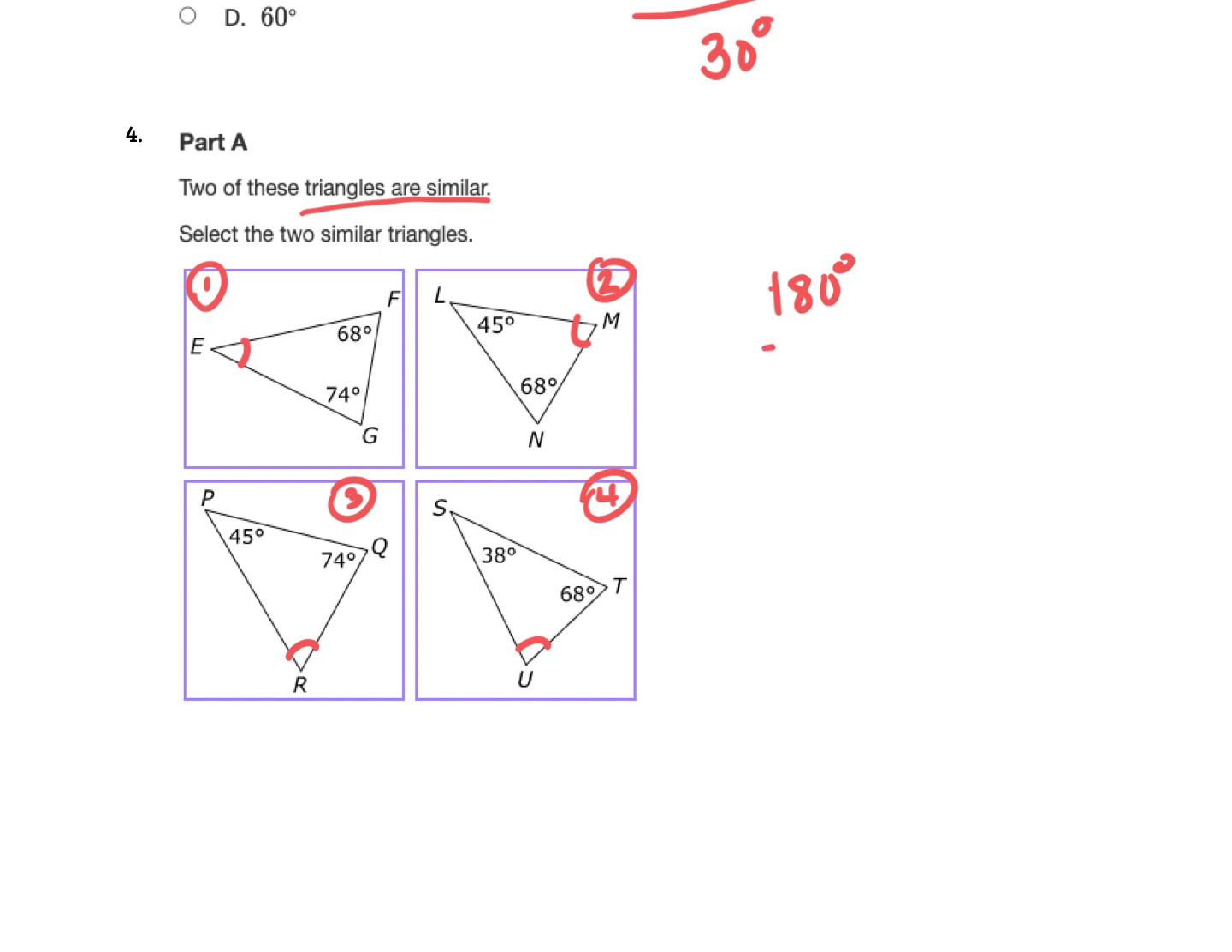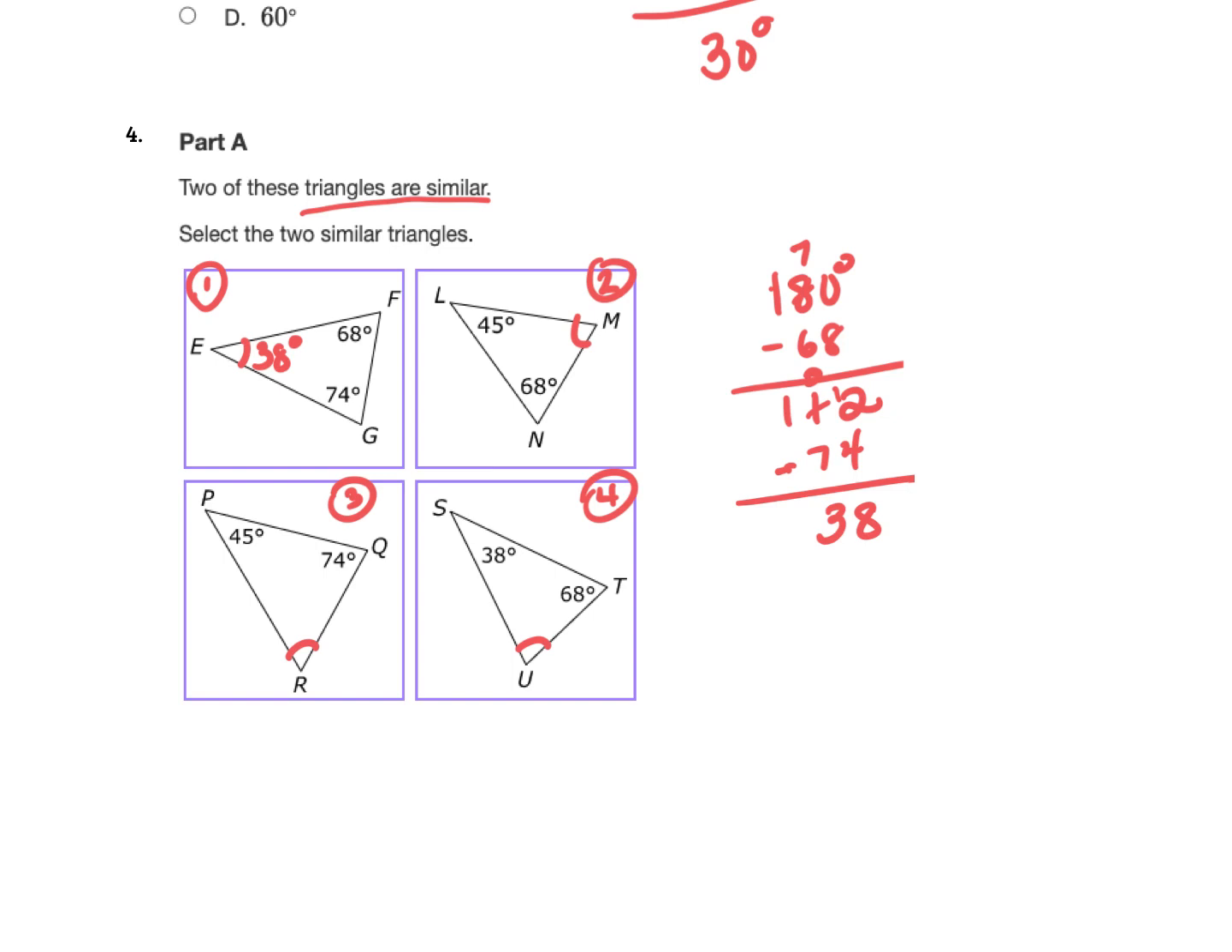68, so I subtract 68 from 180. I get 2, 7 from 6 is 1, minus 1. Okay, so this is 112. Oh no, it's not, sorry, because I also have to subtract 74. Gotta subtract both angles. So this is 12 from 4 is 8. 10 minus 7 is 3. Okay, so this is 38 degrees.